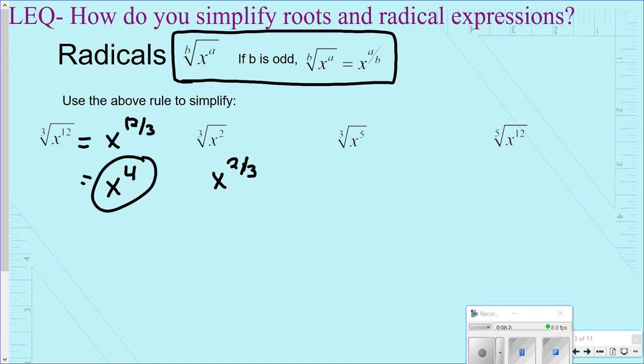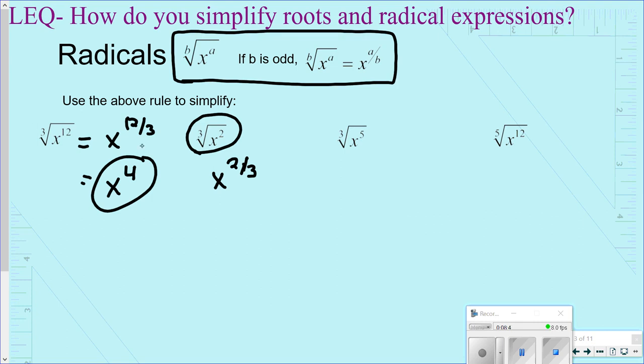So if you want to just leave your answer as the original problem, the cubed root of x squared, that is fine. And again, it's not really considered any more simplified to put it in fractional exponent form. That's different than the last one, because x to the 4th is considered more simplified than the original, the cubed root of x to the 12th.